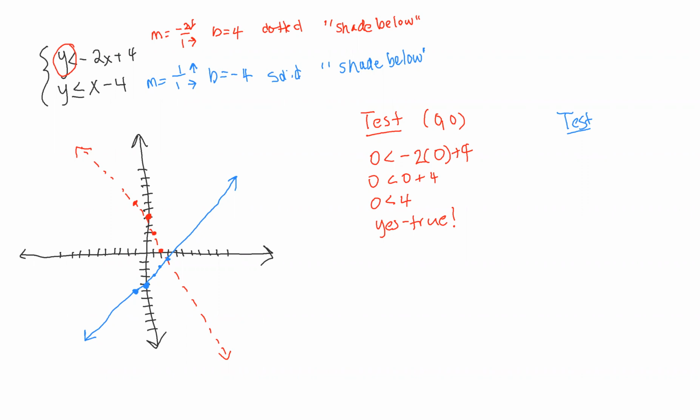So I would want to shade everything below this line. So like everything like this. And I'm just going to gently shade it for now.